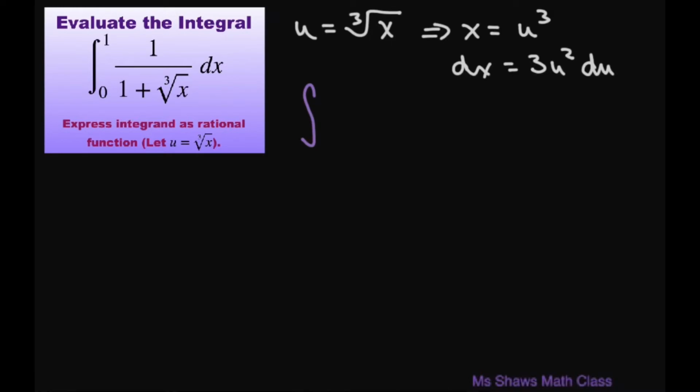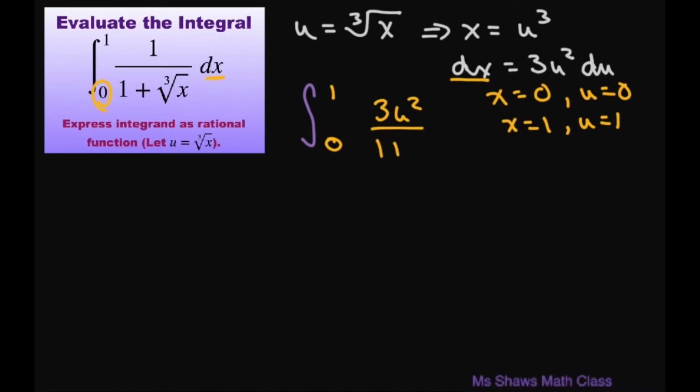And let's go ahead and look at our upper and lower limits. If x is 0, this is the lower limit, then u will also be 0. So we still have 0 for the lower limit. If x is 1, then u will also be 1. So that didn't change. So basically with our u substitution, we have dx equals 3u squared du, and then we have 1 plus u.